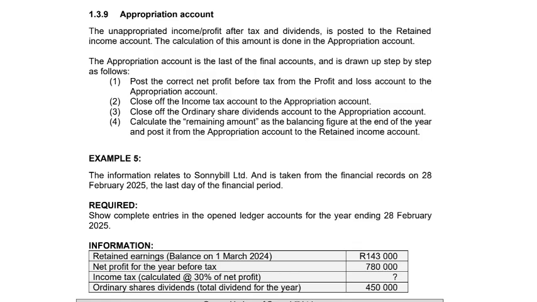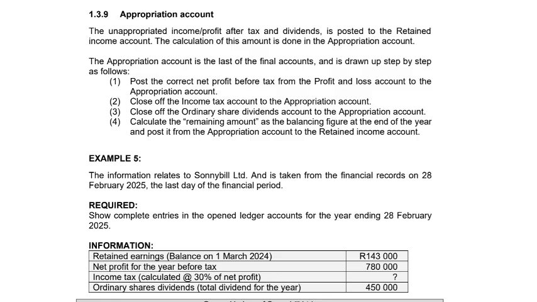Example 5. The information relates to Sunnybill Limited and is taken from the financial records on 28 February 2025, the last day of the financial period. Required: Show complete entries in the open ledger accounts for the year ending 28 February 2025.